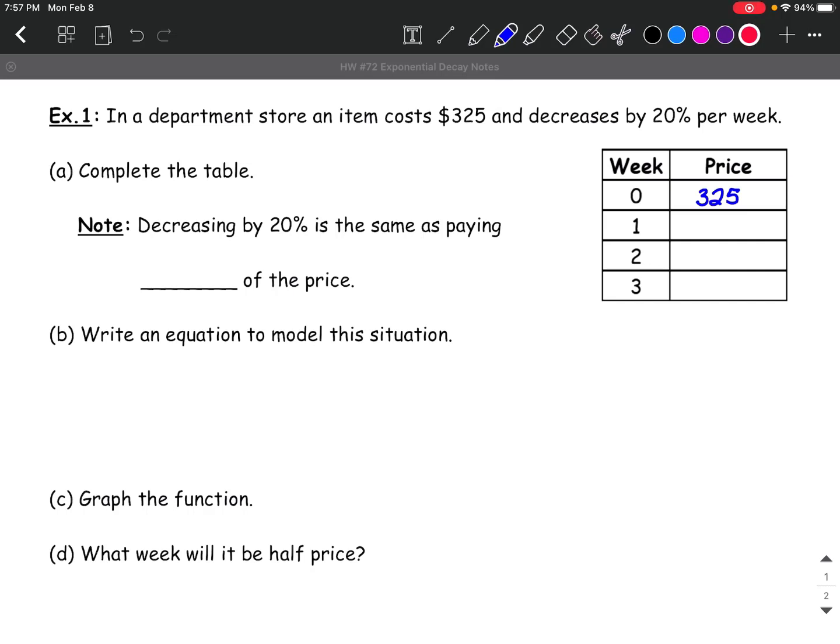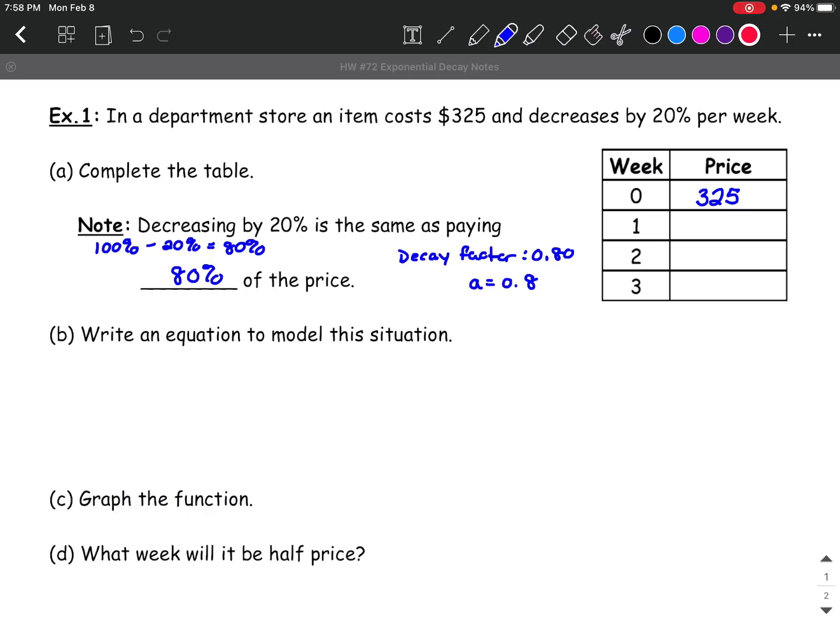Now, here's the thing. If we're decreasing by 20%, that's the same as paying what part of the price? Well, the original price is 100%, and if we take off 20%, that leaves us with 80%. So decreasing by 20% is the same as paying 80% of the price. That means that our decay factor is 0.80, or just 0.8. So our A is 0.8.